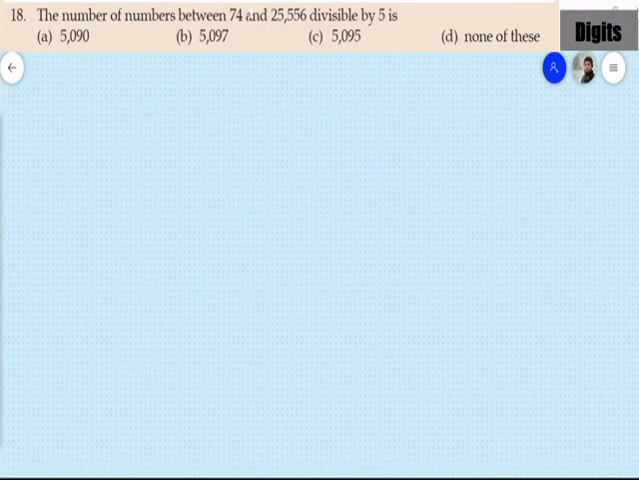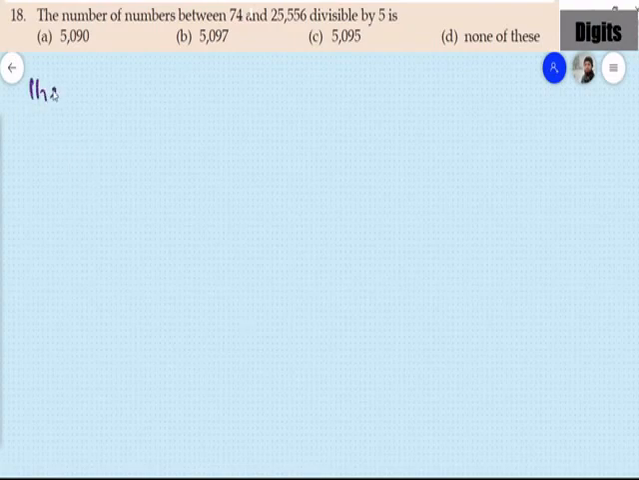Question number 18. The number of numbers between 74 and 2556 which are divisible by 5 is. Since we know the first number divisible by 5 is 75, then 80, then 85, and the last number divisible by 5 between these two numbers will be 2555. Therefore it is easy to find the series.